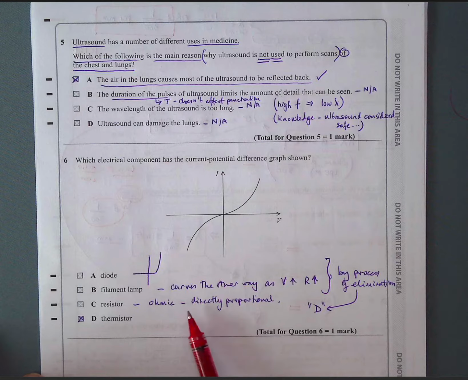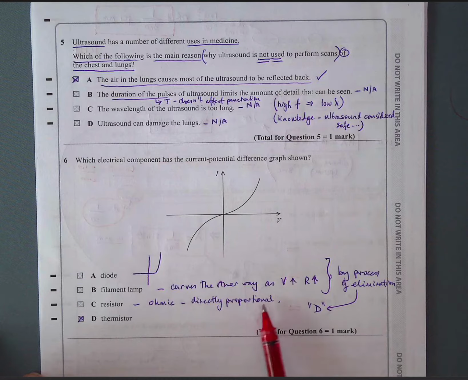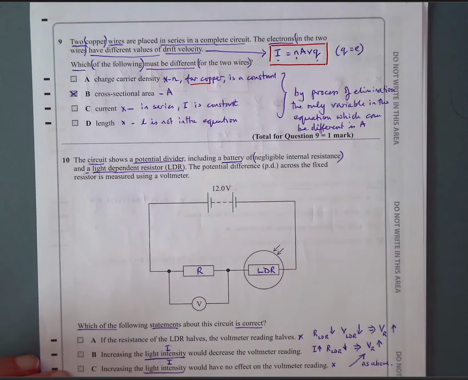Resistors are ohmic, therefore both in a positive and a negative direction the graph should be directly proportional. That means a straight line through the origin, so it can only be D by process of elimination. That's question 6 done.